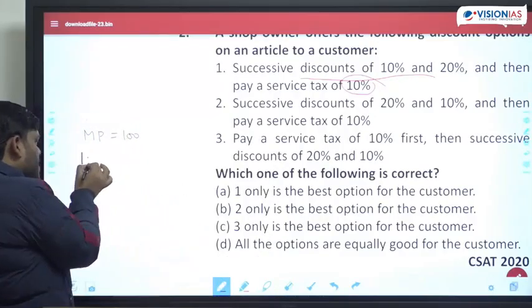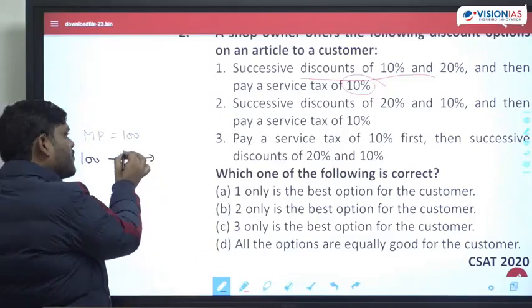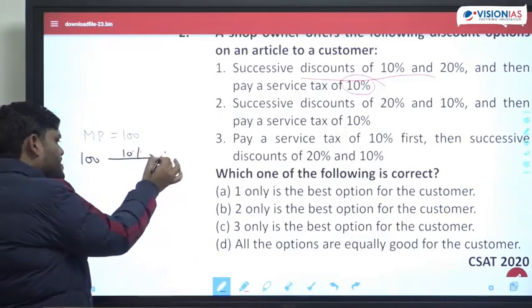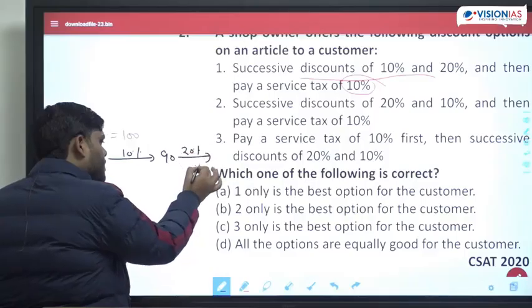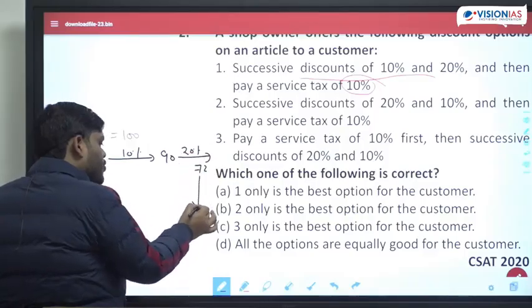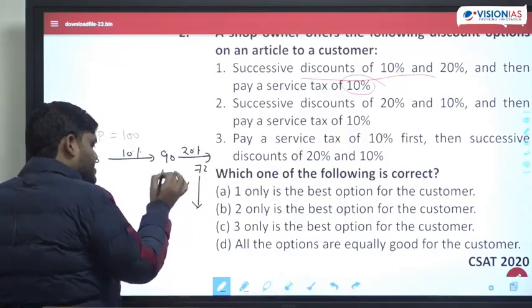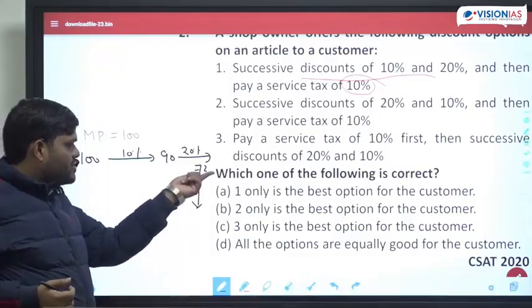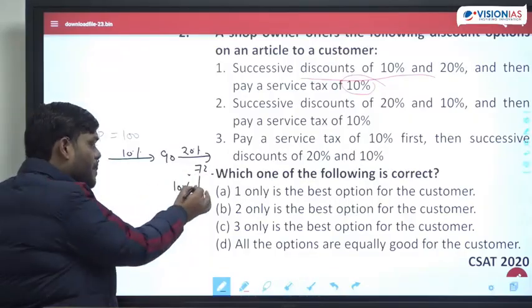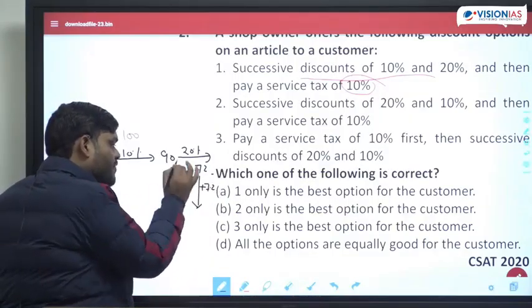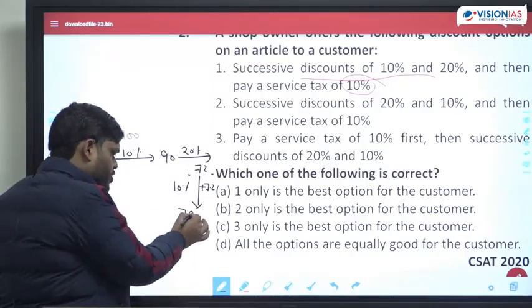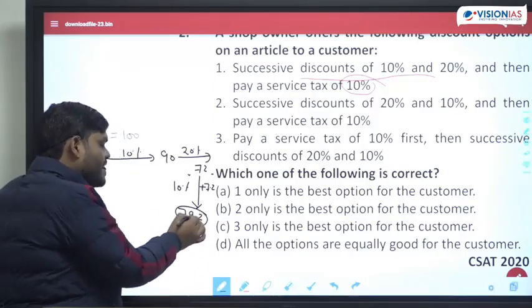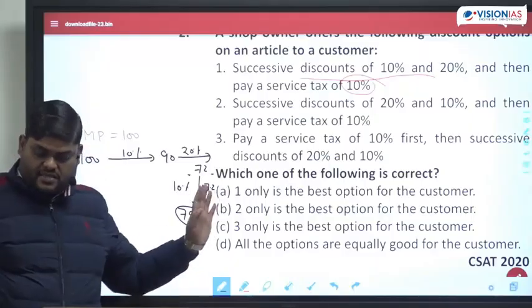Now what happened? First you are getting a discount of 10%, that means 90, then again 20% discount, that means 72, and then you are paying 10% as tax. So you have to pay tax on this, that means plus 7.2, and when you pay plus 7.2, this will become 79.2. So this much amount you have to pay in the first case.